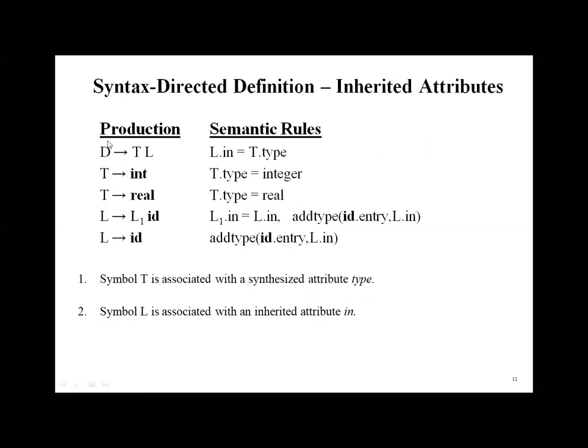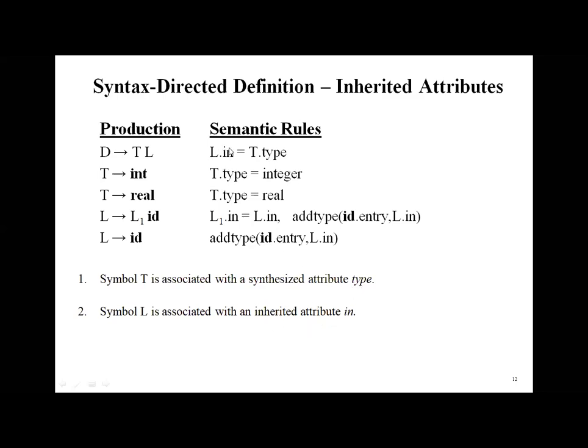So using this one, some grammar like this: D produces T L, T produces int, T produces real, L produces L1, ID. So what is this? This is a production where we can write some integer or real, float, ID, ID1, ID2, like this. So these are, we have used here in and type, the two types of attributes. Here type is our synthesized attribute and in is an inherited attribute.